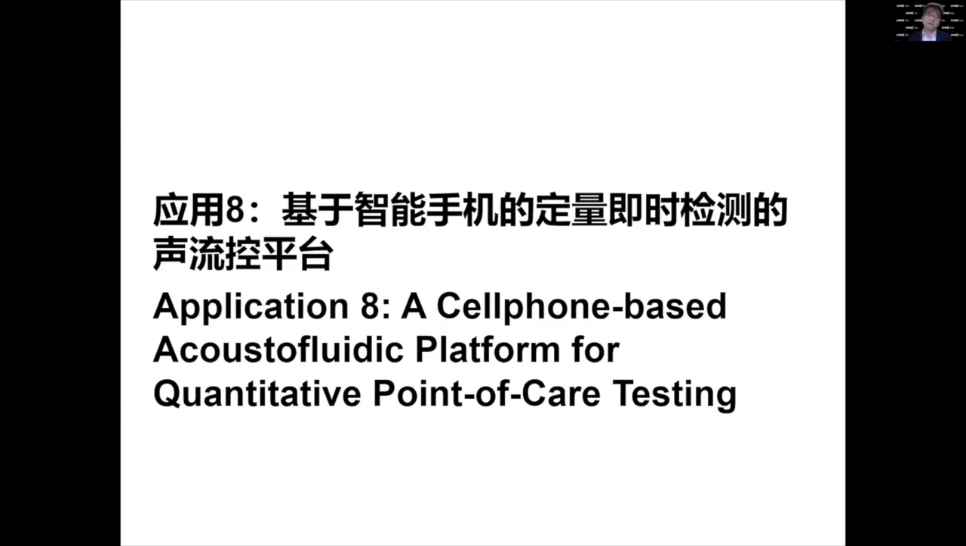So why does this make sense? Simple. Acoustofluidic devices are very small, very inexpensive. A cell phone is also very small, and everybody has a smartphone. And a smartphone can actually do a lot of things. A smartphone can take high resolution images. It can be a very powerful sensor because it has a very high resolution camera.